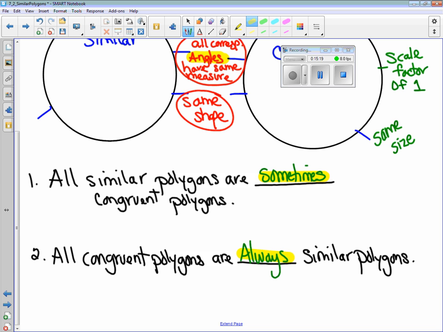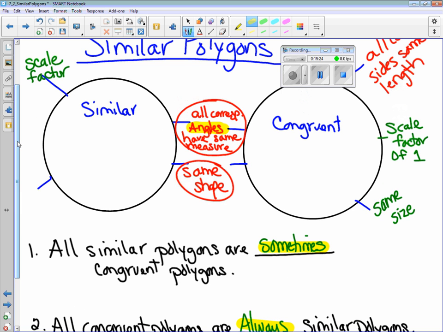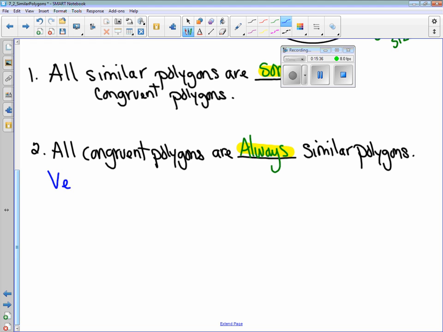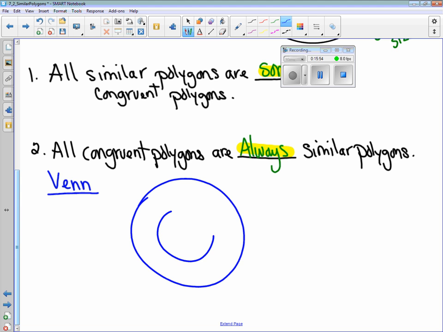Could we draw a Venn diagram to represent this? Now this is not a Venn diagram at the top, this is just what we call a compare and contrast map, or a bubble map. But if we were going to use our geometry knowledge and draw the Venn diagram that shows the relationship between similar and congruent, how would the circles look? Would they overlap? Would they be separate? Or would one be inside the other? One would be inside the other. I agree. Which one is which? Congruent is on the inside. Very good.